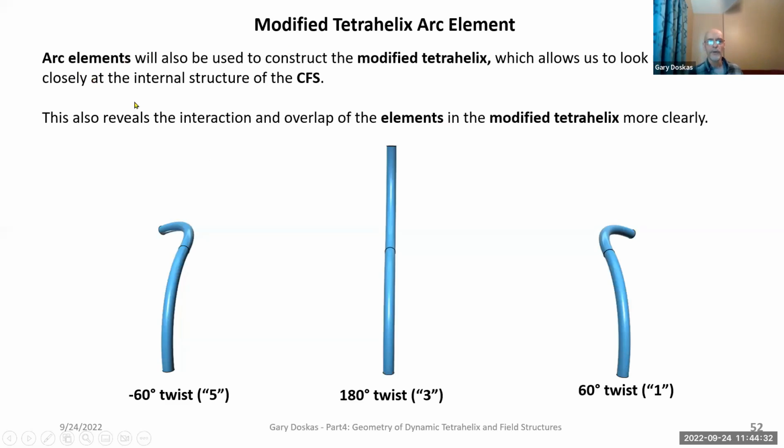Now this is just a view of using arc elements to construct a modified tetrahelix. And this allows us to look more closely at the internal structure of the CFS, and also reveals the interaction and overlap of the elements within this modified tetrahelix more clearly.